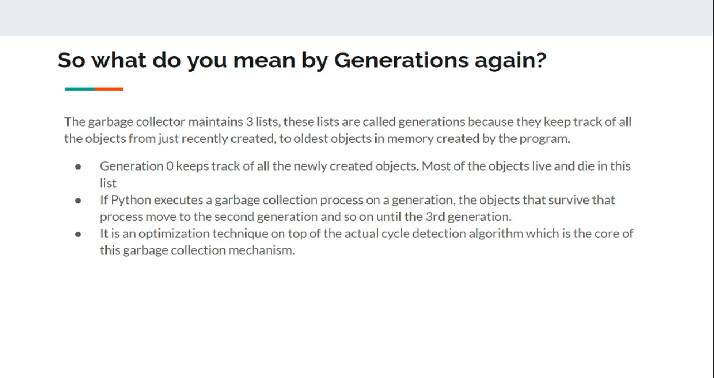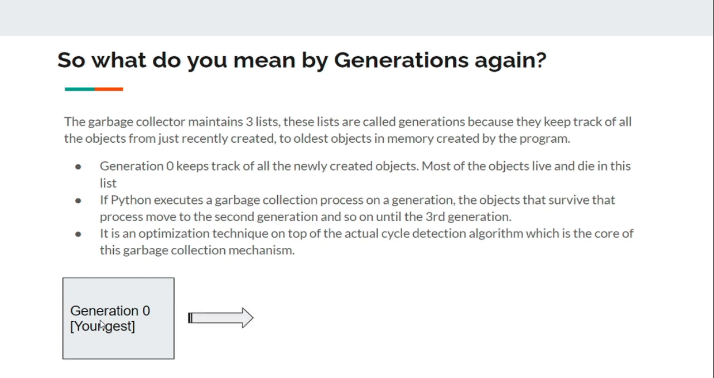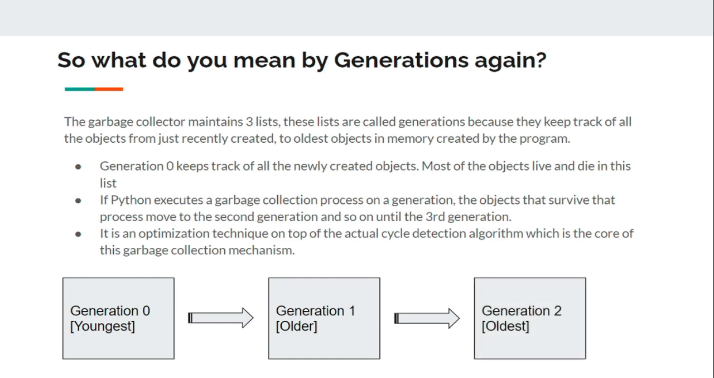And one thing I again reiterate is this is just an optimization technique on top of the actual cycle detection algorithm. Why we need this optimization technique is something that I'll discuss when I discuss the cycle detection technique. So there again, to show you a diagram, we have generation 0. This contains the youngest objects, and then all the objects that pass this generation go to generation 1, which is a little bit older, and then it goes to generation 2 that contains all the oldest objects.